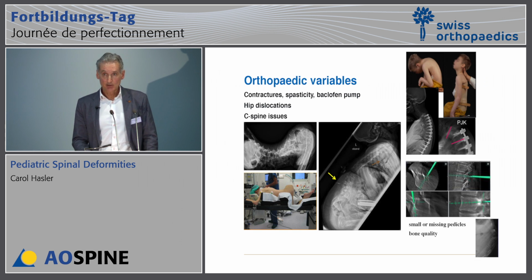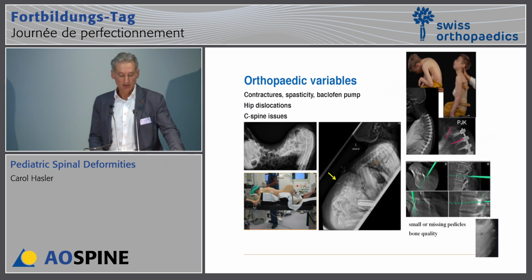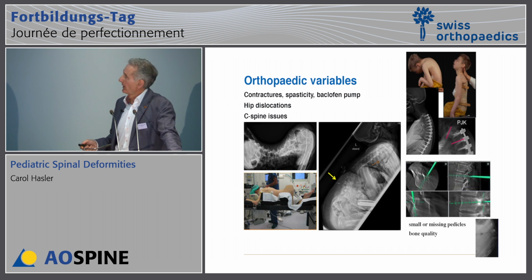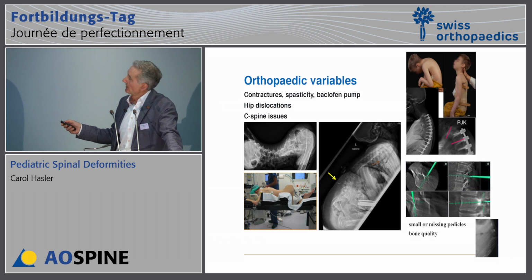The orthopedic variables differ from adolescent idiopathic scoliosis. You have to be prepared. If you have a patient with severe hip contractures, you have to be there to position the patient on the table. You have to have a special spine table with a frame to position the knees. You have to be prepared if there are some pumps inside. You have to be prepared if there are missing pedicles or very small pedicles in small bones.